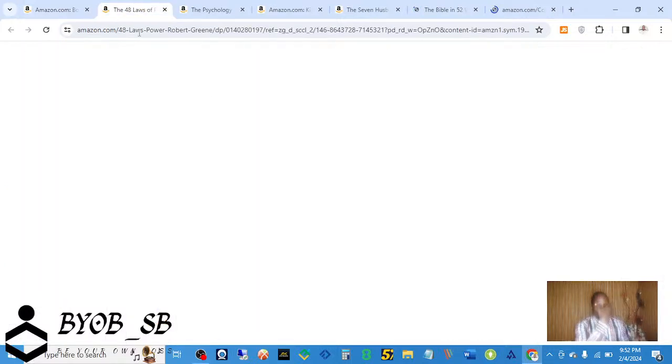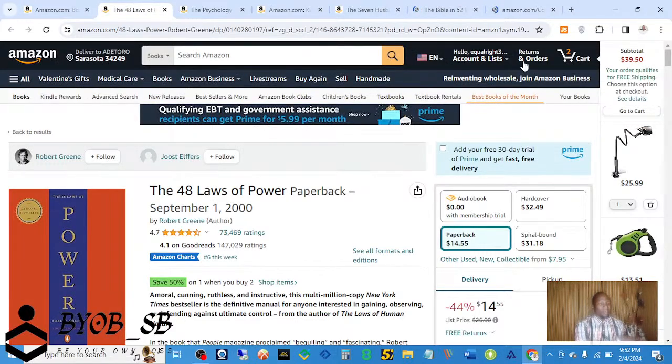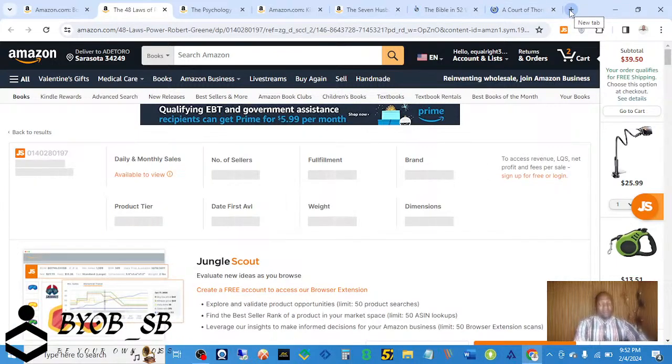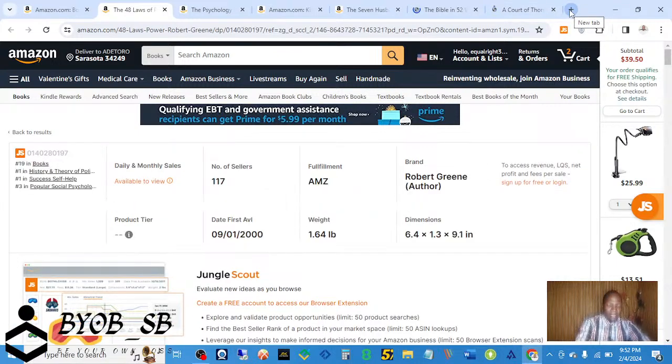Now, I have a tool which I can use to check what is happening at the back end of Amazon, which is called Jungle Scout. Some people might have known what Jungle Scout is all about before. For those who have, you will know the purpose and the importance of this tool.